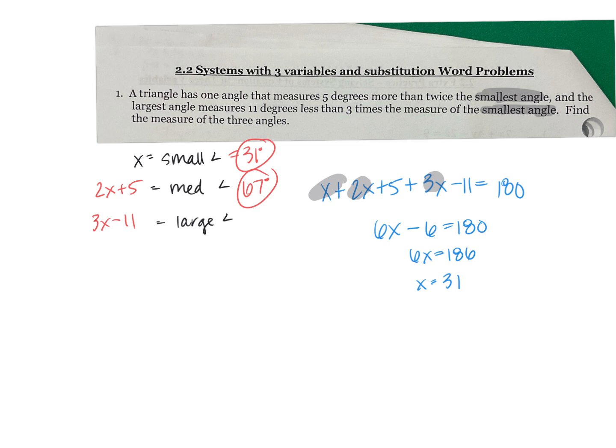3 times 31? 93 minus 11. 82. I just wrote 88, didn't mean to do that. When I take my 3 answers and I add them up, we best be getting 180. Let's double check that.